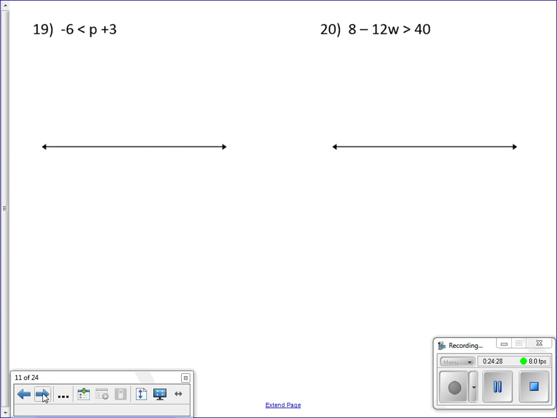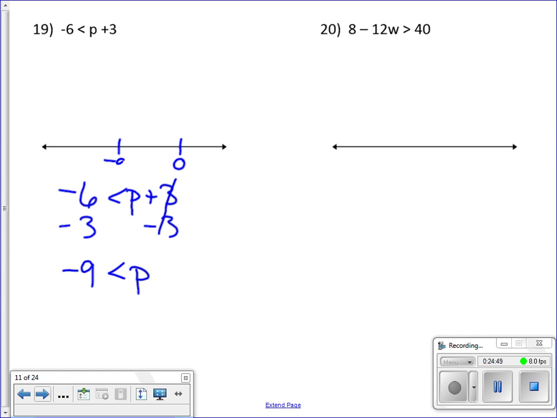All right, here we go again. Doing another one. So I've got -6 is less than p plus 3. I'm going to subtract 3 from both sides, and I get -9 is less than p. Remember, I subtracted, that's all. It's not multiplying or dividing by a negative number, so the sign just stays the same. Okay, so this was 0 here, -9, and it's all my numbers that are greater than -9. I circle my negative 9 because it's not including it, and it's everything in between.